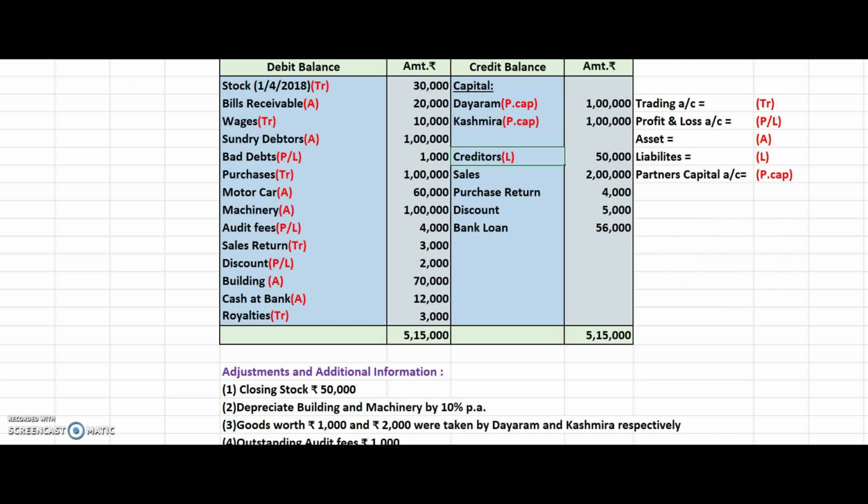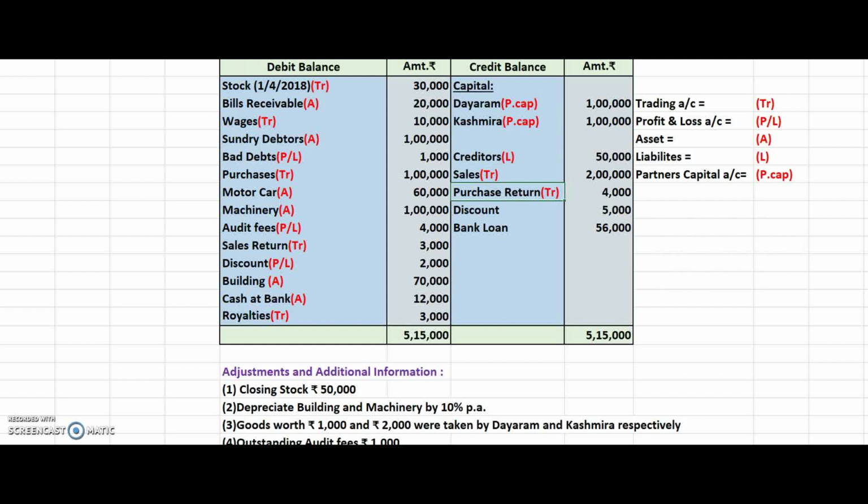Sales, products, goods that you sell from your factory, that is going to be the trading account. Therefore, sales which is already written in the trading account on the credit side will be transferred to trading account. Purchase return means what? What we buy is purchases, it's connected to the trading account, and from that, if certain part of products are not of good quality, defective, we give it back. So where you write purchases, at the same place below that you will be writing purchase return, trading account.